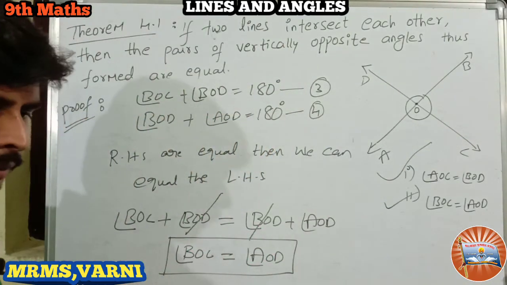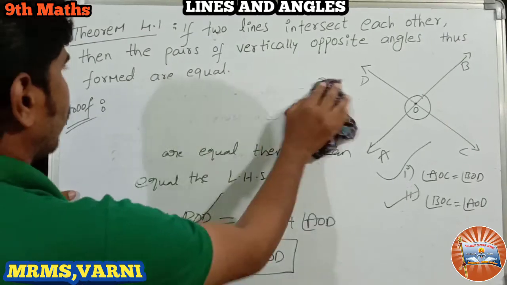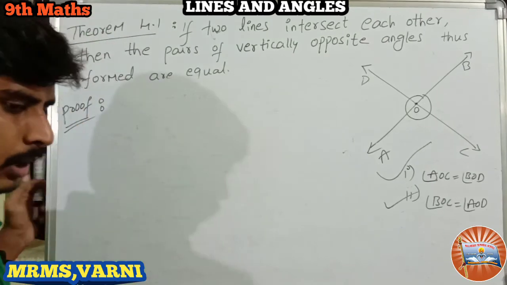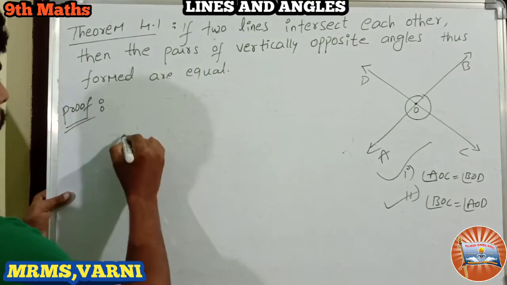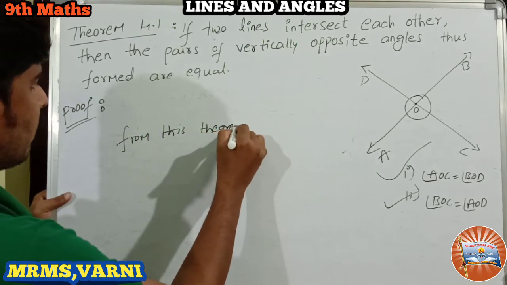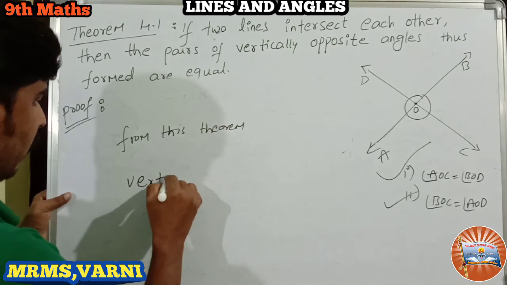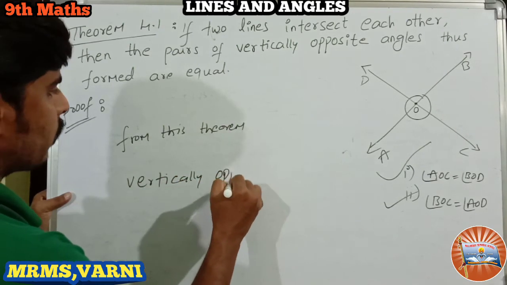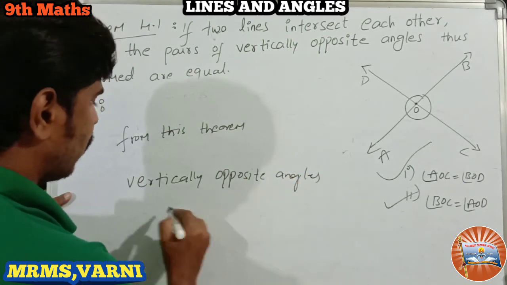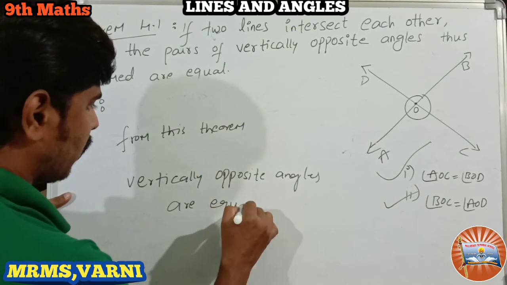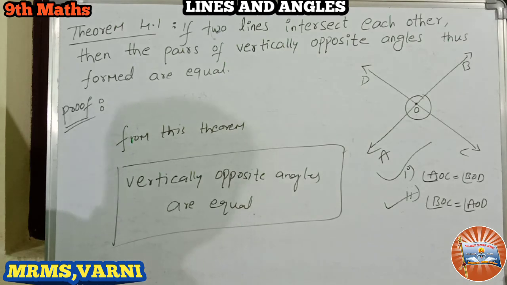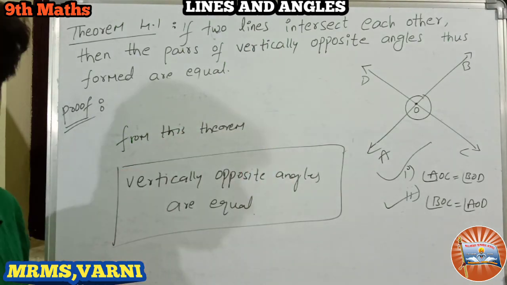So finally what can we write? What I wrote earlier while starting this problem: from this theorem, vertically opposite angles are equal. Yeah, is it clear? Right, so hence the theorem is proved here. Okay, right.